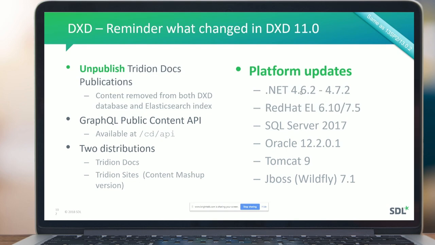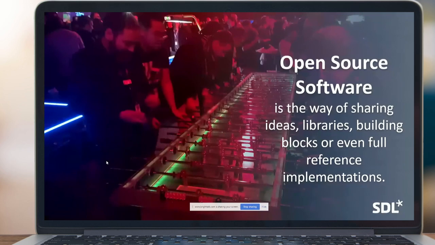As said, we switched to GraphQL, which is a brand new multi-purpose API. A lot of other webinars already explain details on that. And then there are distributions, and that has to do with the deployer kind of setup. But there is a specific Tridion Docs solution if you only need Tridion Docs delivery. So that was the delivery part.